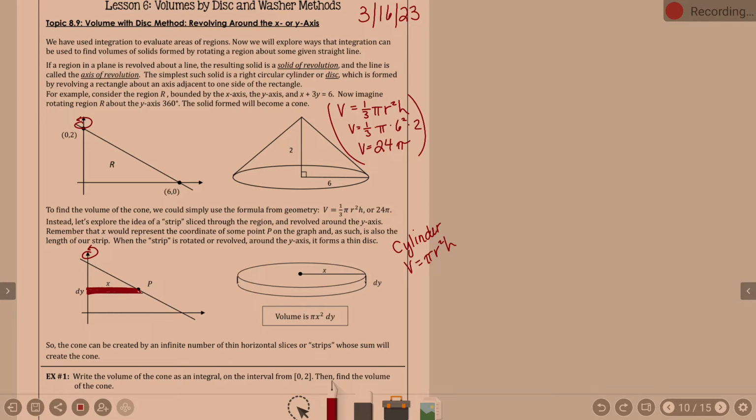Okay, so the idea here is this cone is created by an infinite number of thin horizontal slices or strips whose sum will create the cone. So you've got slice, slice, slice, slice, slice, and that's what the integral is doing. It's accumulating those pieces.